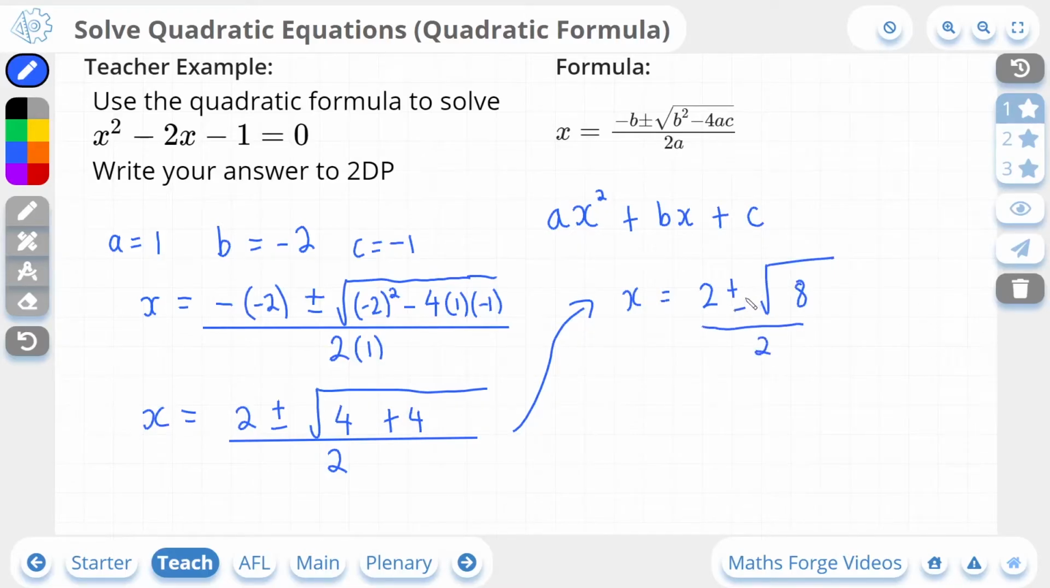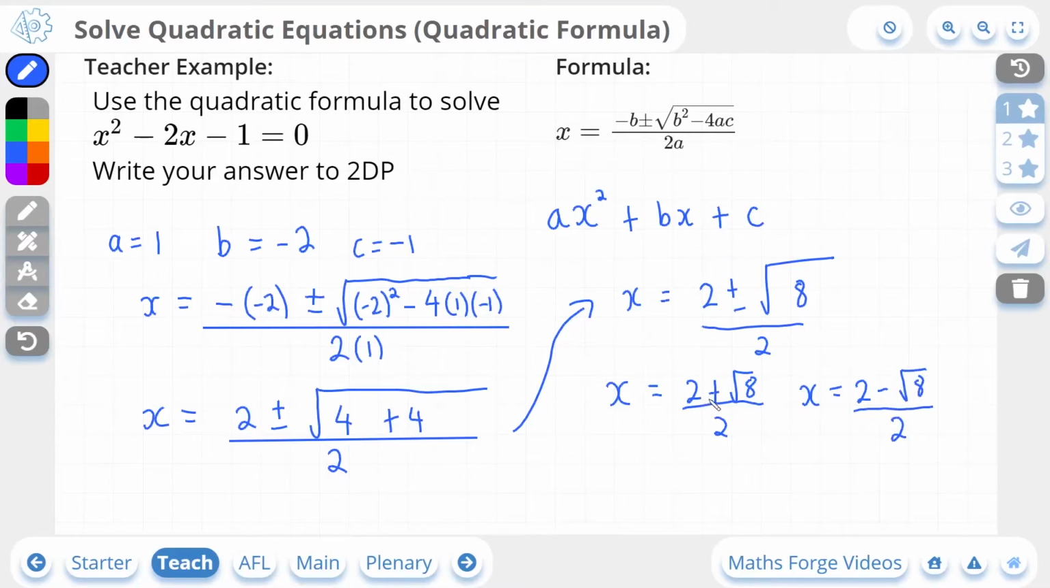Now at this stage, you can break this up into 2 separate equations, one with a plus and one with a minus. And that's the purpose of this plus or minus right here. It's to account for the 2 solutions that can exist for this equation. So how this works is as follows. I'm going to write x is equal to 2 plus the square root of 8, all divided by 2. So that's one solution. And the other solution is exactly the same, but instead of a plus, we're going to put a minus. 2 minus the square root of 8, all divided by 2.